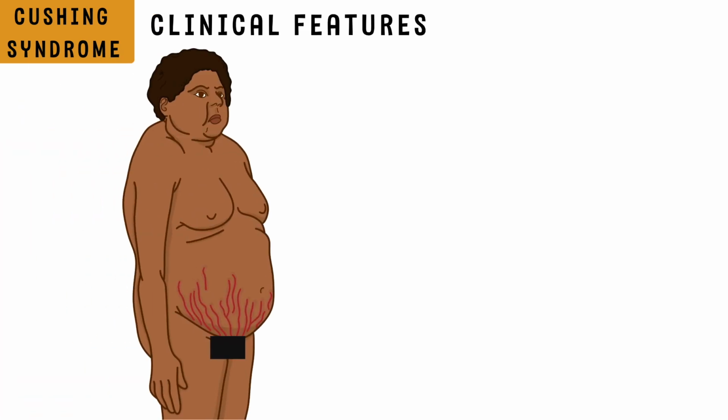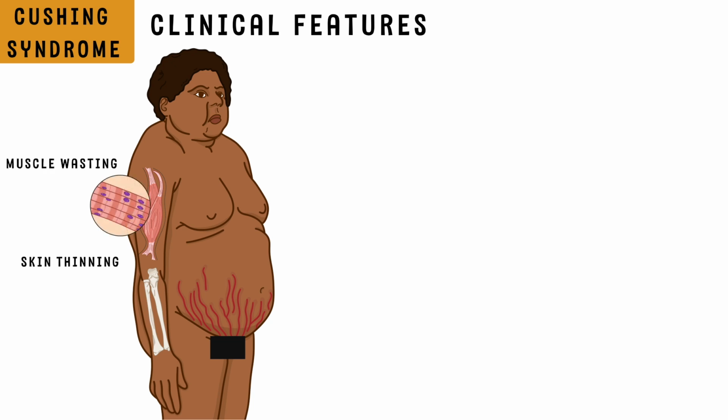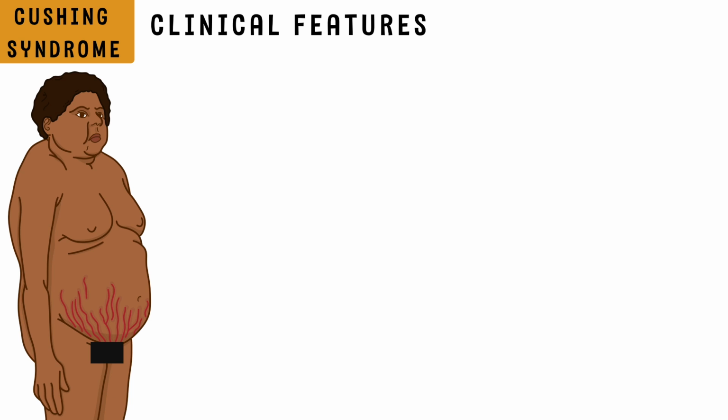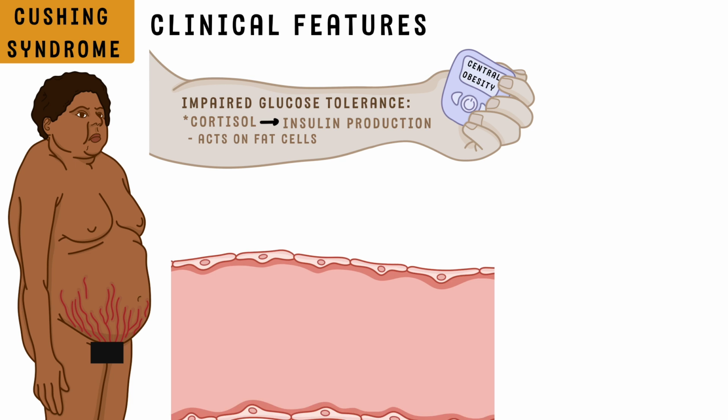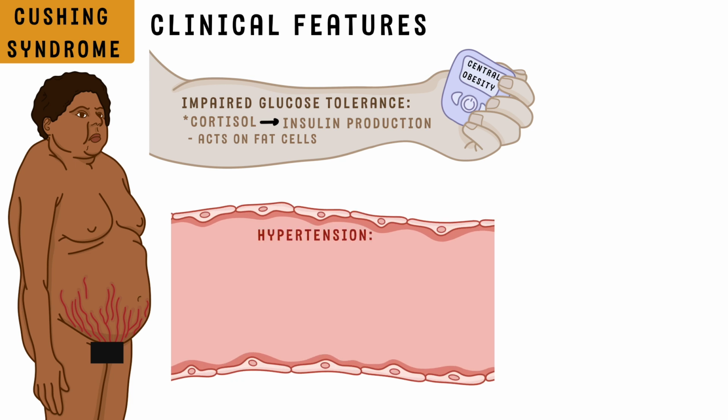In Cushing syndrome, persistently elevated cortisol levels lead to exaggerated effects on the body. High cortisol causes significant breakdown of muscle, bone, and skin, the body's main protein reserves, resulting in muscle wasting, skin thinning, and osteoporosis. Cortisol also raises blood glucose levels, triggering increased insulin production. This insulin preferentially acts on fat cells in the abdomen and buttocks, causing central obesity as those cells accumulate more fat. Cortisol also leads to hypertension through two mechanisms.